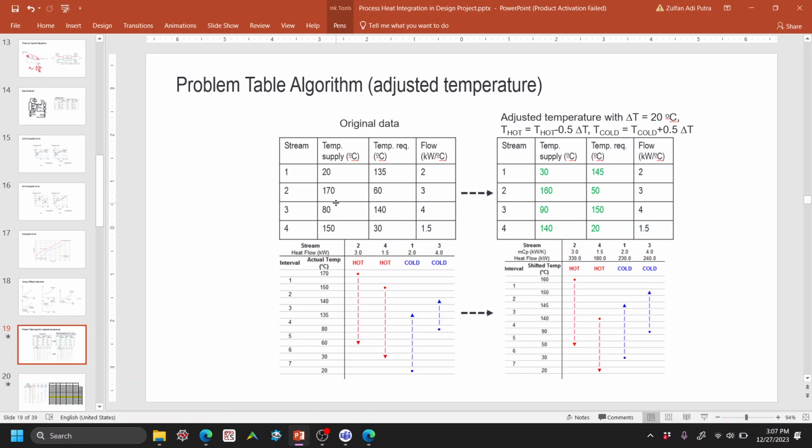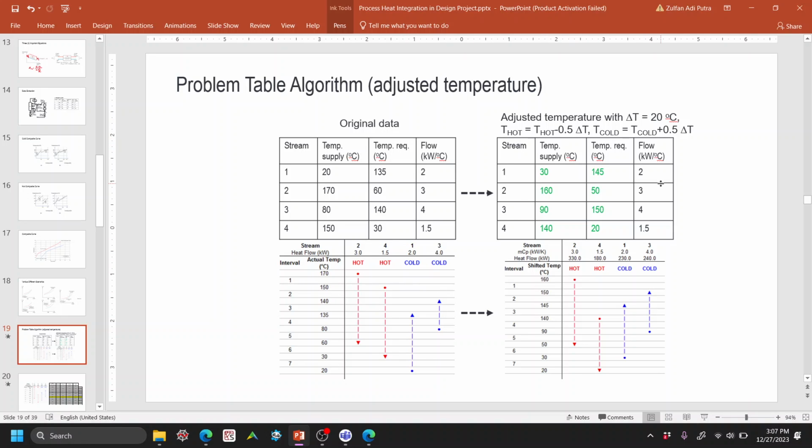The same goes with the hot stream. We reduce it by another half, which is 10. So 170 minus 10 is 160, 60 minus 10 is 50, with the same MCP. And then if we put them into interval temperatures, we have this original data. The highest is 170, the lowest is 20 degrees C. So we plot them in ascending order, and we plot the corresponding streams. We get this type of graph.